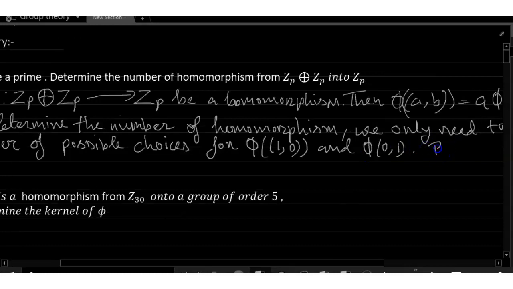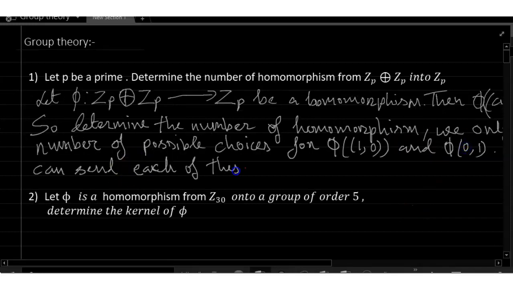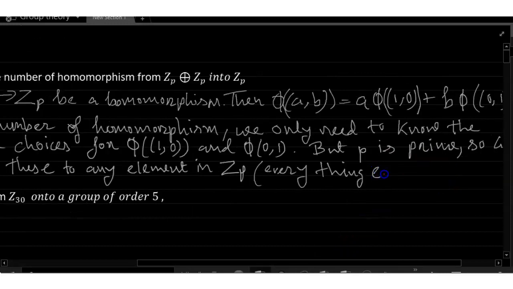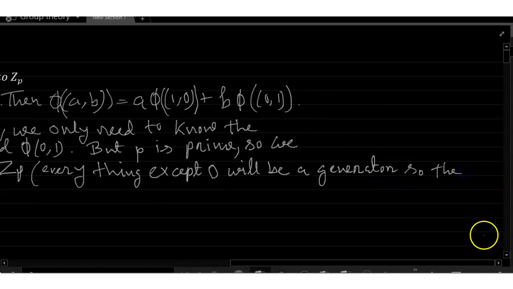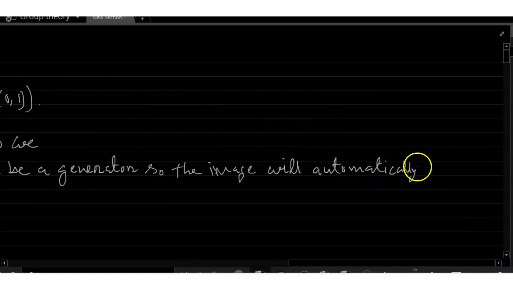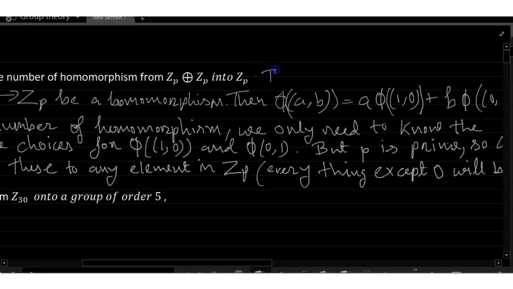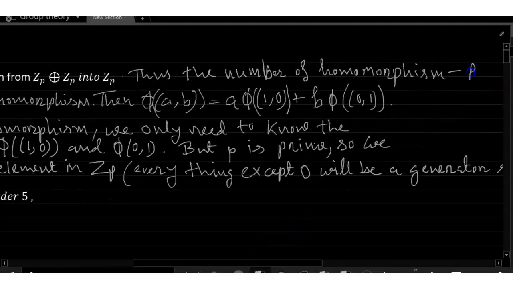But p is prime, so every element in Zp other than 0 is a generator, so the image will automatically have order p or 1. Thus the number of homomorphisms equals p squared.